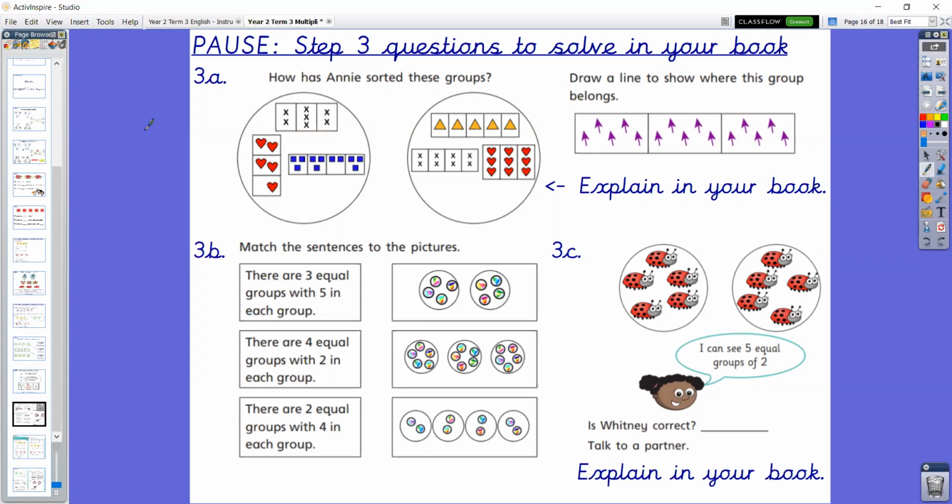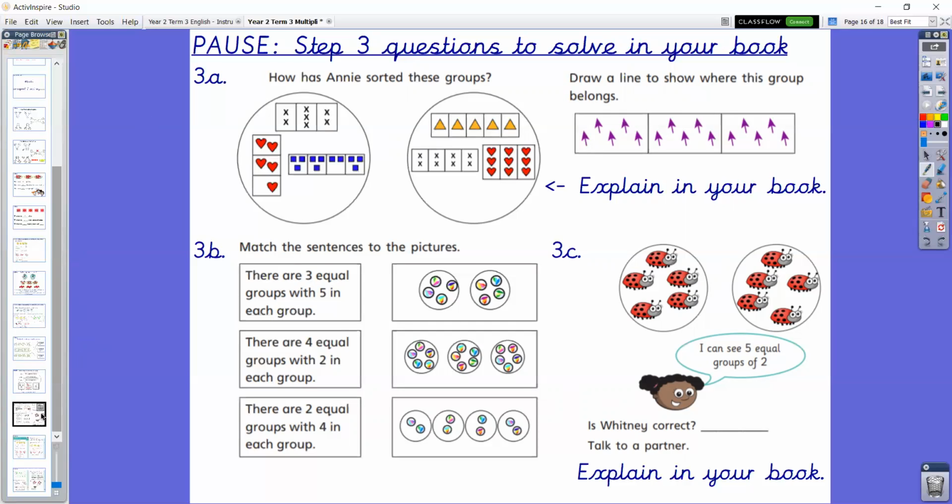On 3B, it says match the sentences to the pictures. Of course, you haven't got the pictures with you today, so I suggest drawing the groups neatly in your book with the sentence underneath to describe it. For 3C, this is an explaining question to explain whether Whitney is correct or incorrect. So it would be amazing if you could start with, I think Whitney is correct because, or I think Whitney is incorrect because, making sure that you explain your mathematical thinking in great detail.